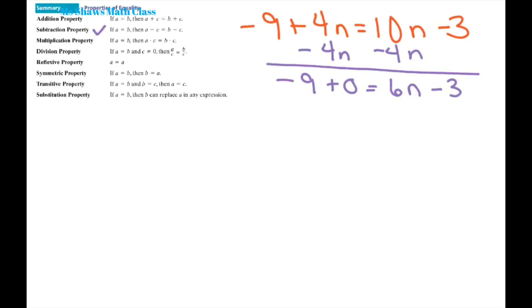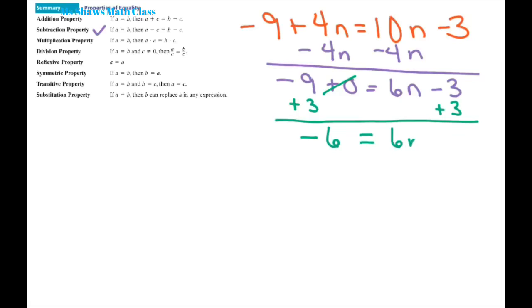And next thing I'm going to do is add 3 to both sides. If you want, you can get rid of that 0. That's your 0 property of arithmetic. Negative 9 plus 3 is negative 6. And then this is going to be 6n plus 0. We could actually just get rid of that 0 using the 0 property again.